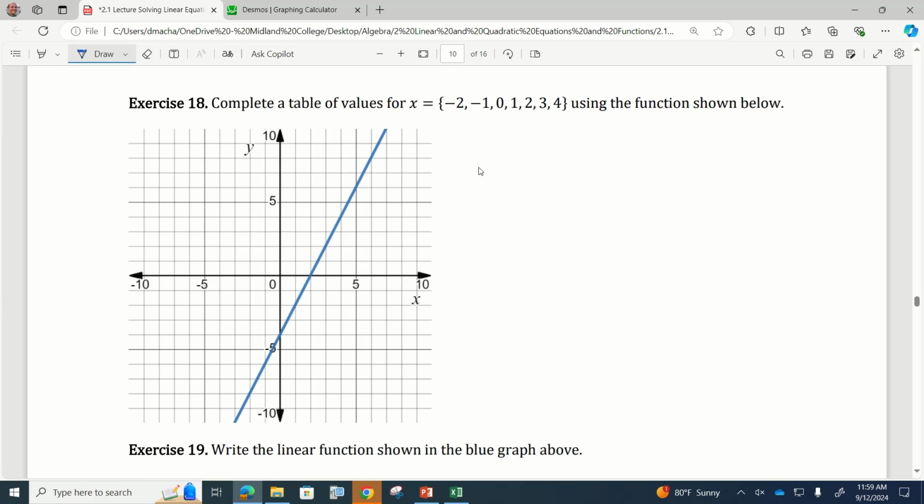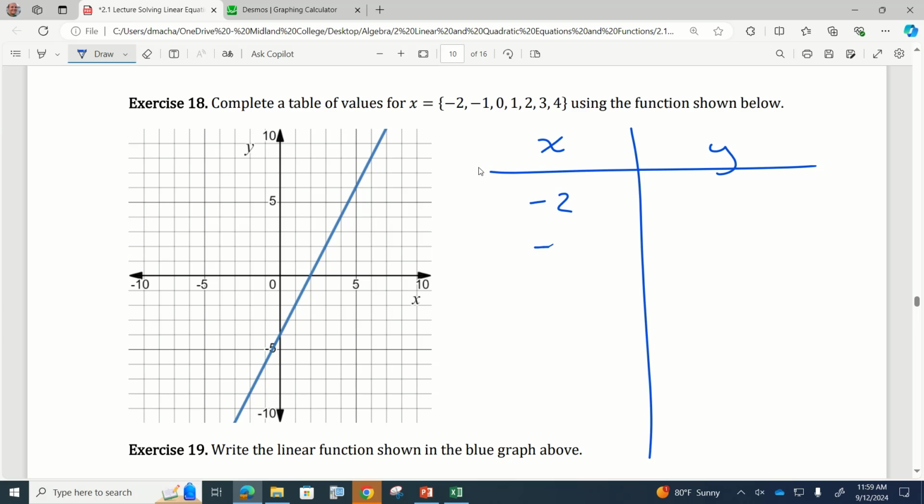If I want to complete a table of values and I'm given a line, they're telling you what x values to use. If I don't tell you what x values to use, then of course, just pick some. But in this case, I told you these are the x values we're going to use. What are the corresponding y values?